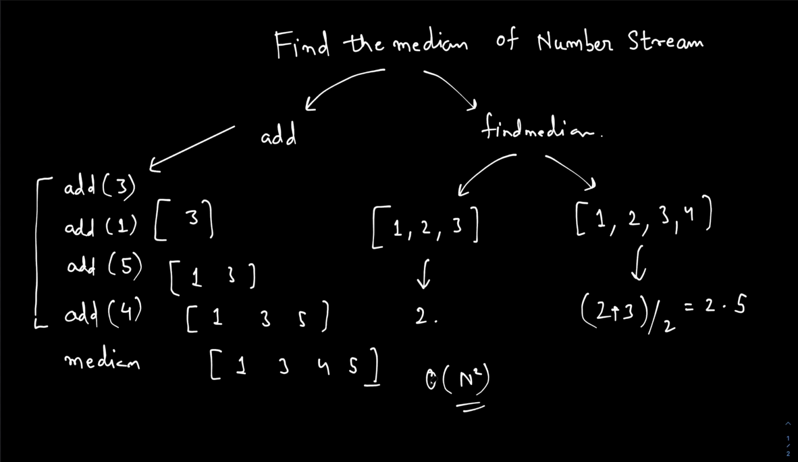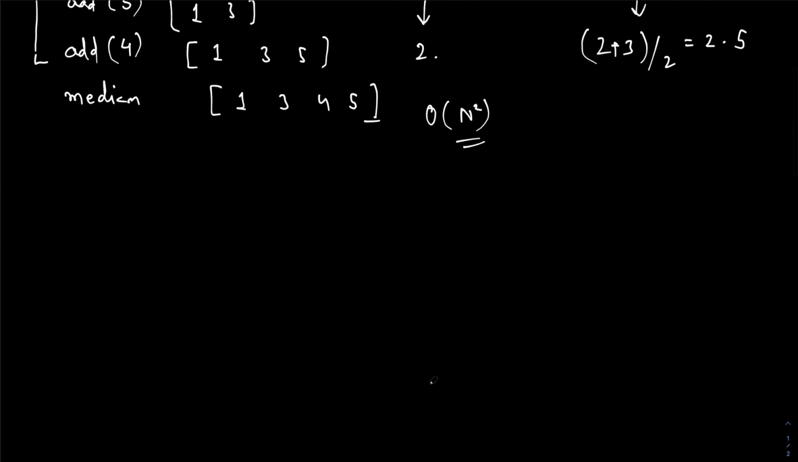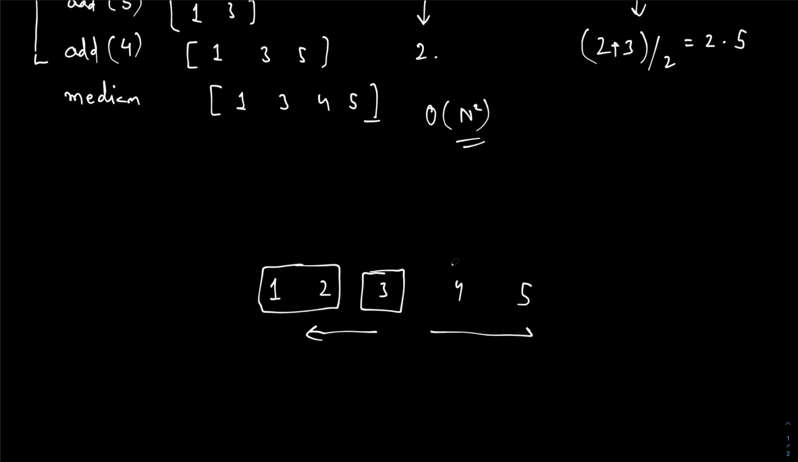Let's see how we can optimize this solution. As you know, median is something that is present at the center. Suppose we take 1 2 3 4 5: the median is at the center, the elements on the left side of the array are smaller than the median, and the elements on the right side are greater than the median, right? So it looks like we are dividing the question into two parts.